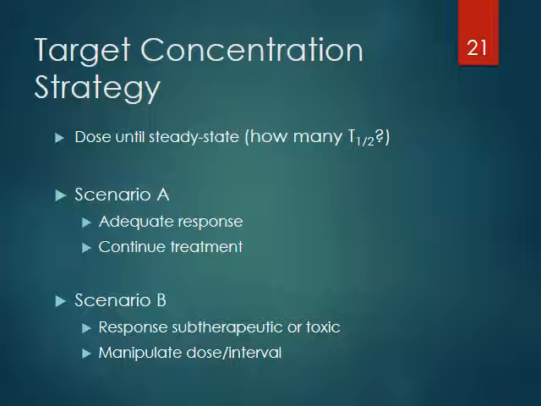Scenario B, on the other hand, is that you have a patient who has a level that is outside of the therapeutic range, and they are having a subtherapeutic response or a toxic response, at which point you're going to be manipulating the dose or the interval in order to help bring that level back into a therapeutic range, mitigating that toxicity while still being efficacious.